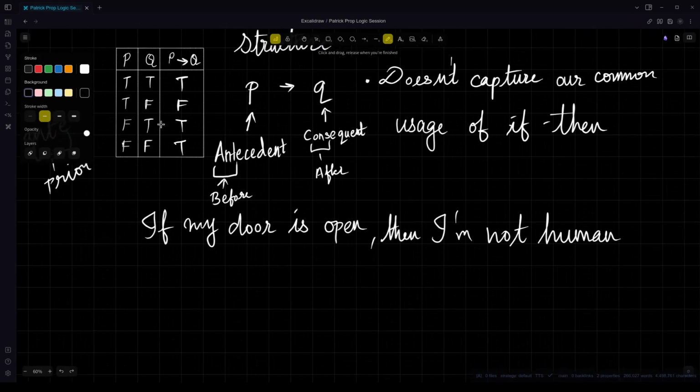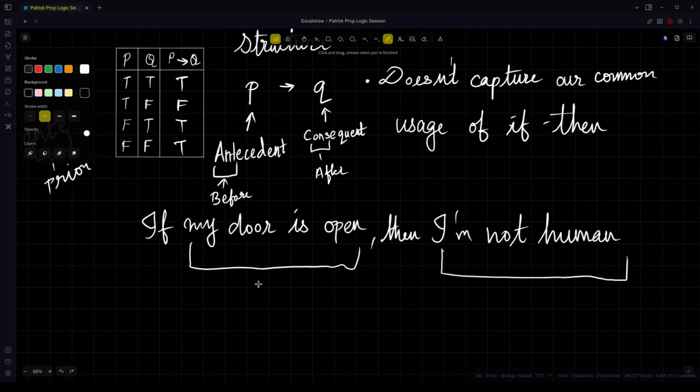Whenever we are evaluating the truth value of a conditional, let's not talk about whether these two are interrelated or whatever. All we need to do is examine the truth value of this proposition, examine the truth value of this proposition, and then run it through the truth table. So in this case, my door is open, no, my door is closed, so this is false. I'll ignore the natural language.